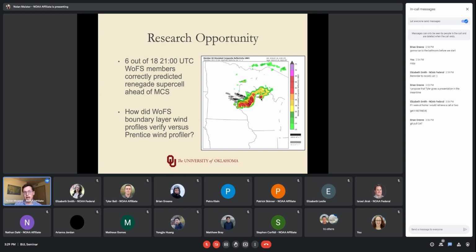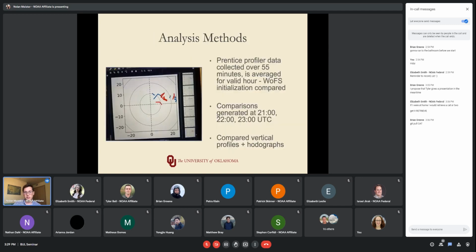So we have a chance to look at how WoFS's boundary layer wind forecasts, and actually I looked at initializations to see what a forecaster who was trying to figure out what would be happening in the moment would be looking at. So how WoFS's boundary layer wind initialization profiles compared to the actual Prentice radar wind profiler. And I apologize because in the next like 3 minutes, I'm going to say profile another 15 or 20 times.